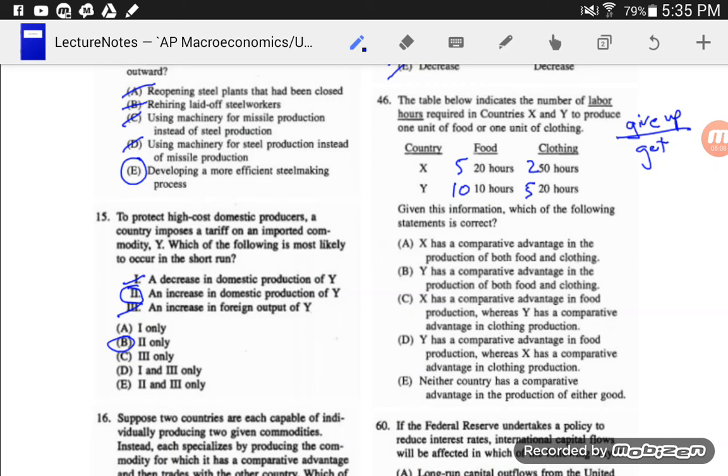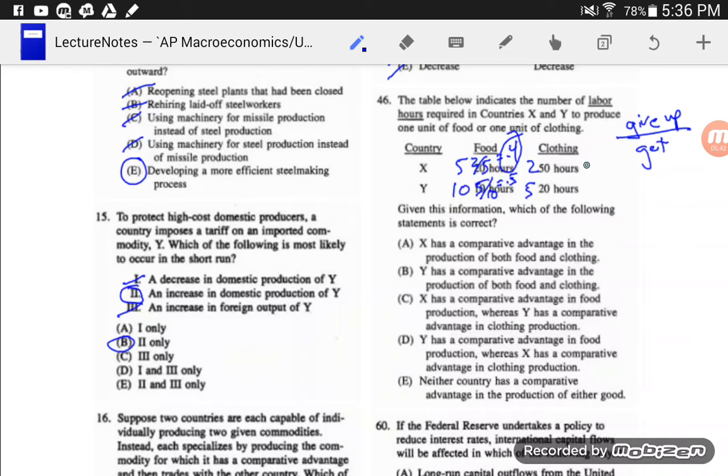But we probably want to figure out who has the comparative advantage, so we'll do that. What do you give up over what you get? So the opportunity cost for food for country X: they give up 2 clothing to get 5 food, equals 0.4. Country Y, they give up 5 to get 10, that equals 0.5, and this looks like the lower opportunity cost. So country X has a comparative advantage in food production.